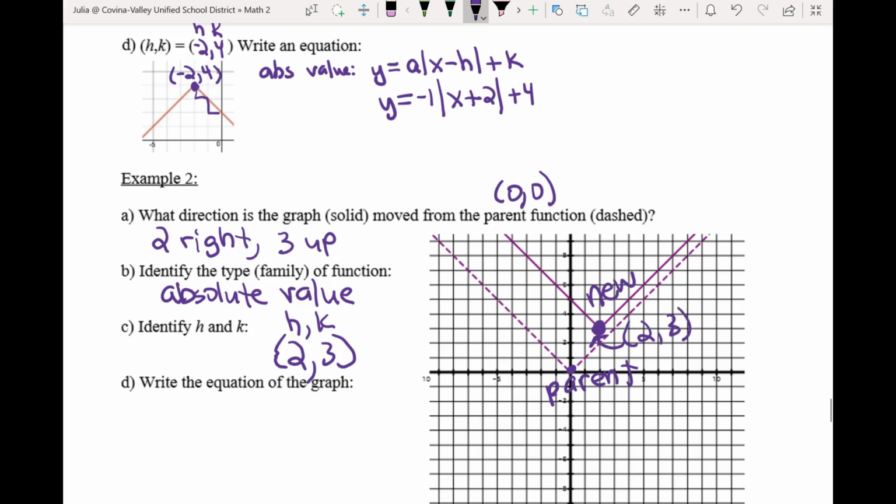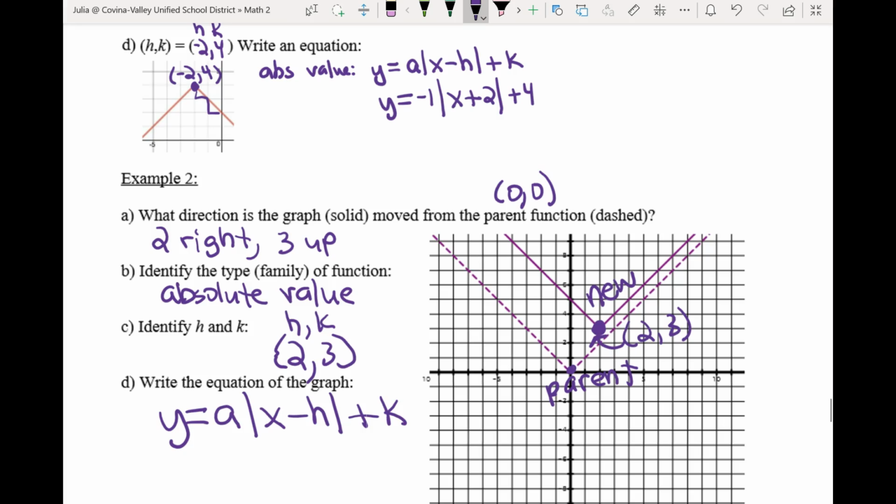Okay, and now we just do what we did before. Since you said it was absolute value, you have to choose the absolute value equation. Y equals A times brackets X minus H brackets and then plus K. Now K can be negative, but only if the original K that you found was negative. You don't change the sign. It's not always going to be plus K, but you don't change the sign.